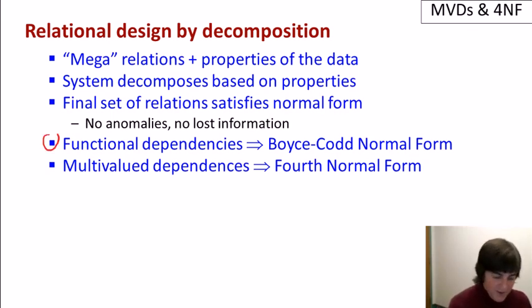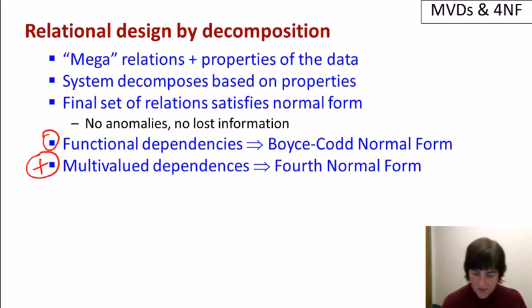When we have functional dependencies as our properties of the data, we get Boyce-Codd normal form, and then when we add to the functional dependencies multi-valued dependencies, we get fourth normal form. And the specification of multi-valued dependencies and the decomposition into fourth normal form is the topic of this video.